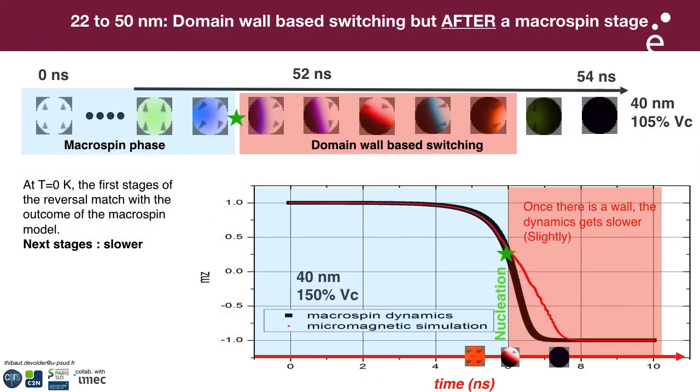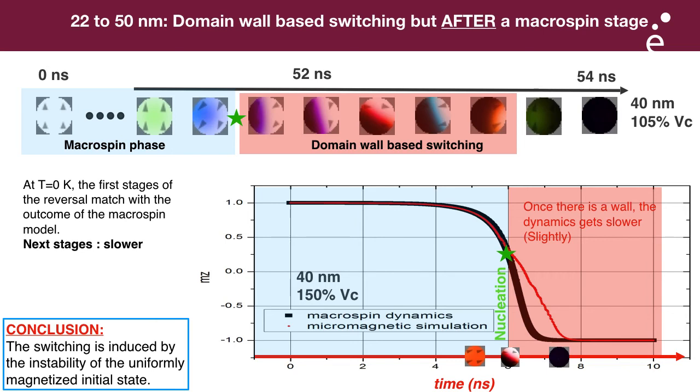And so if you decompose the switching of this 40 nanometer disk into these two steps, first a coherent phase and then domain wall based switching, and if you plot the magnetization versus time, for the macrospin approximation in black and for the real system in red, you see that as long as the magnetization stays uniform, you can describe the dynamics with the macrospin, but after that, you see that the domain wall-based switching is substantially slower than what the macrospin did.